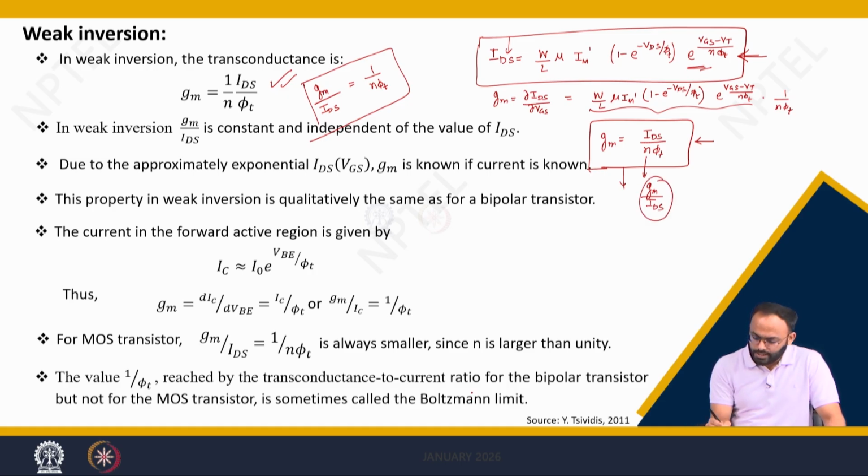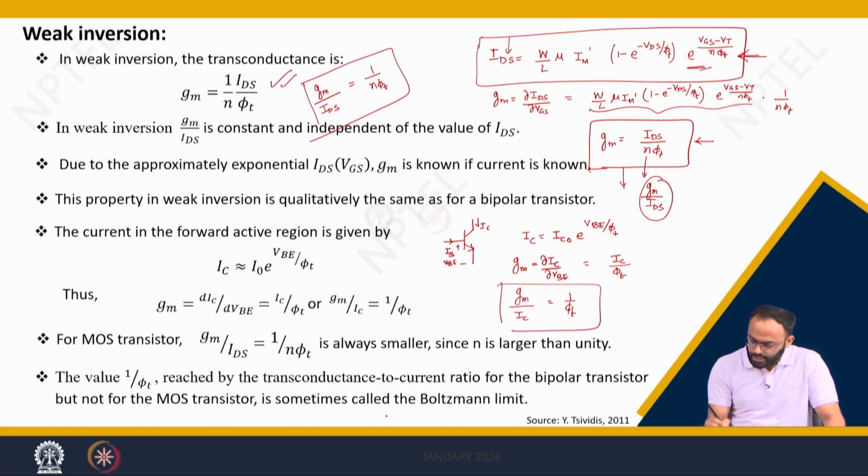This is similar to a BJT. If I consider a bipolar junction transistor, this is base current, this is collector current, and if I apply the base to emitter voltage, then I can write the equation of current as IC0 e to the power of VBE divided by phi t, where the transconductance, delta IC divided by delta VBE, is nothing but IC divided by phi t. Or if I calculate the ratio of Gm by IC, it is nothing but 1 over phi t.